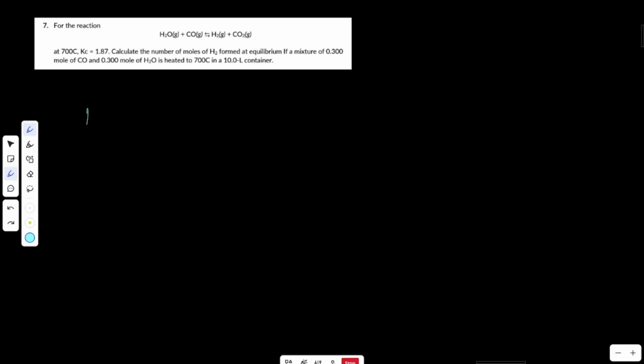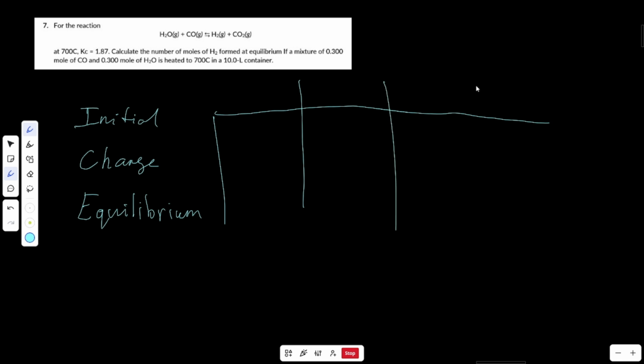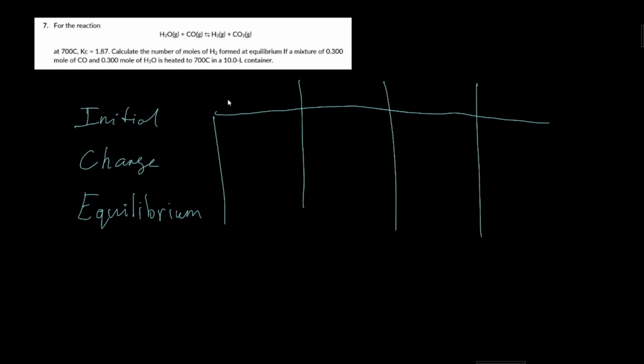And I stands for, so let's put this here. I is initial, C is change, and E is equilibrium. Right? And this is our table. Oops, let me make that straight. Right, and then we're going to separate 4 columns there because we have 4 constituents here in this reaction.